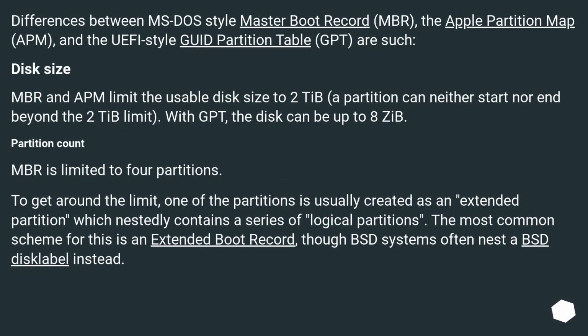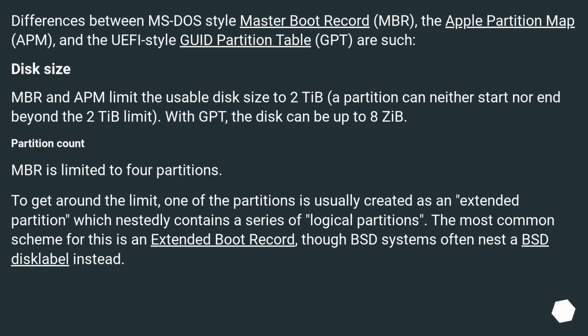Differences between MS-DOS style master boot record, MBR, the Apple partition map, APM, and the UEFI style GUID partition table, GPT, are such. Disk size. MBR and APM limit the usable disk size to 2 TB. A partition can neither start nor end beyond the 2 TB limit. With GPT, the disk can be up to 8 ZiB.